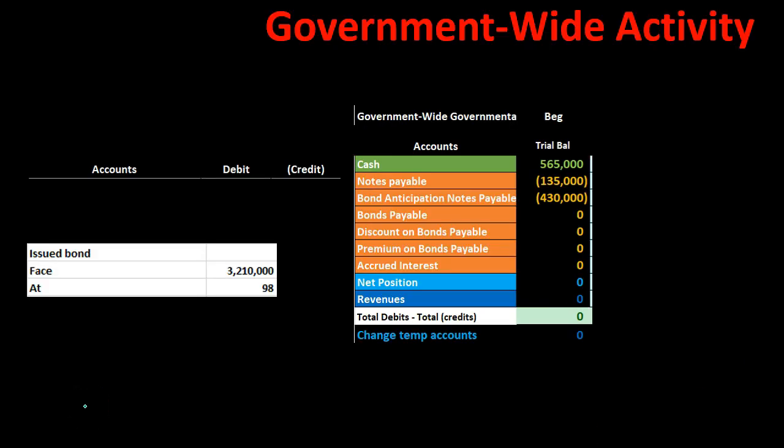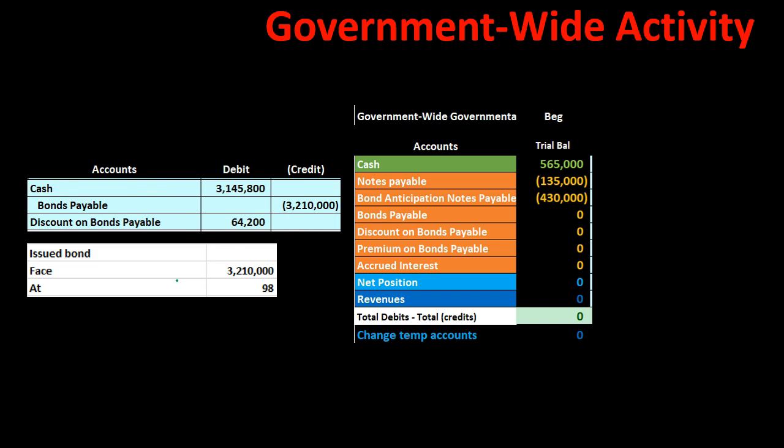Next one, we're back to the government-wide activity. We're going to issue another bond. The face amount of the bond is going to be $3,210,000. We're going to issue at 98. What that means is 98% of the face amount. If we look at the transaction in the government-wide activities, it'll look very familiar for issuing bonds. The bond is going to go on the books for the face amount. We're going to have to pay that back in the future. This is similar to a loan. We're financing our capital project.